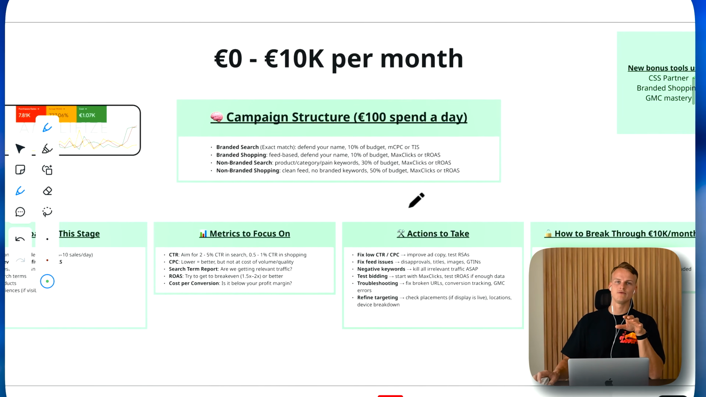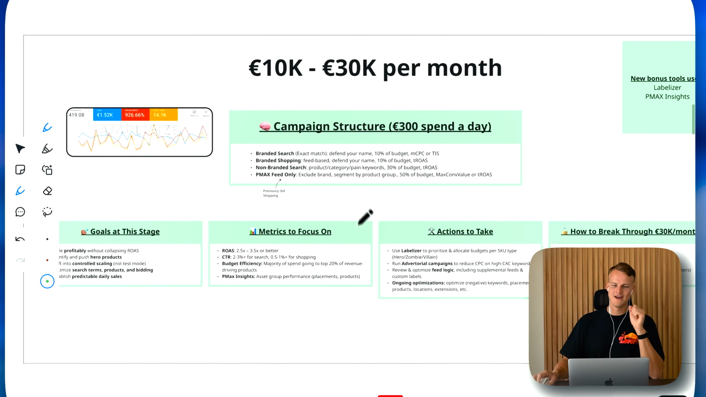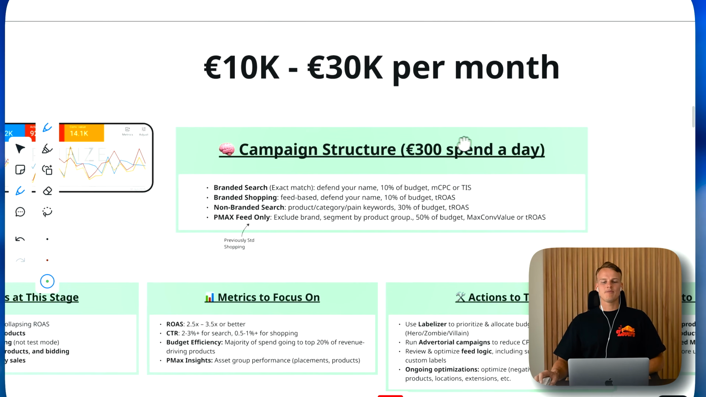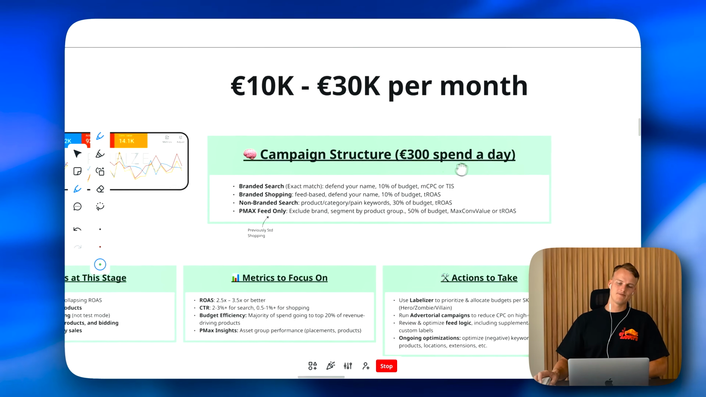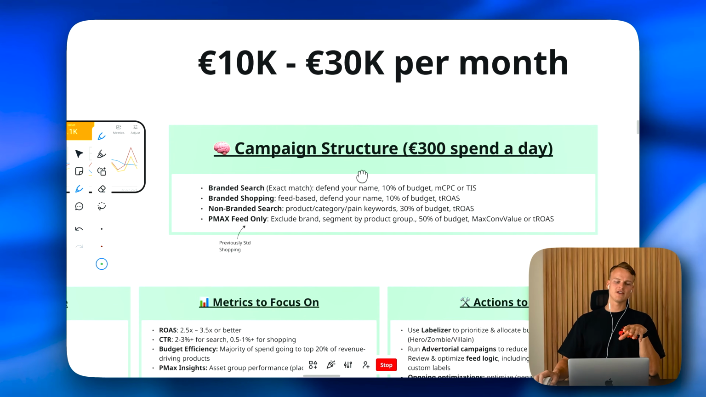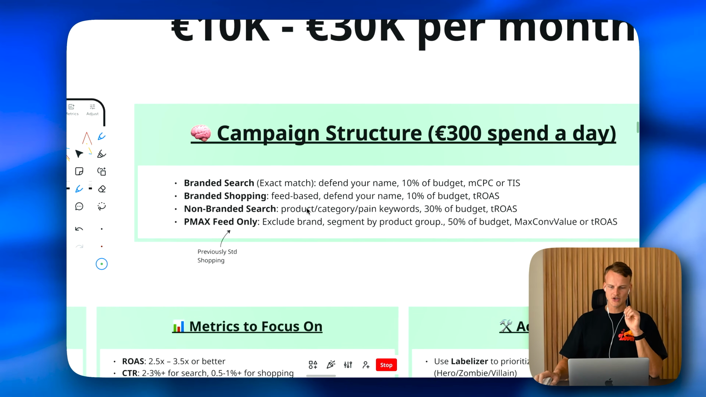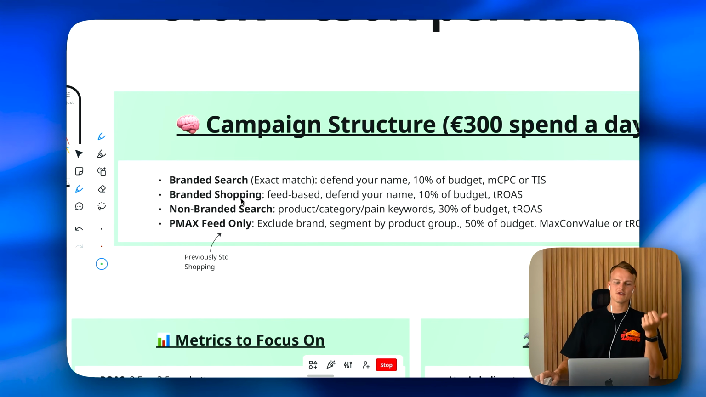And once you broke through 10K a month, then you move on to obviously 10 to 30K a month, right? The campaign structure here goes upwards to 300 euros spent a day. So if you have components that work, optimize, scale. And right here we are transitioning our non-branded shopping campaign, that's the most important change, into a non-branded Performance Max feed-only campaign. So looking at the campaign structure here, it's branded search, branded shopping, same. Non-branded search, same. And then a Performance Max feed only with 50% plus of your budget. This was previously standard shopping, so you have to transition into this campaign type.